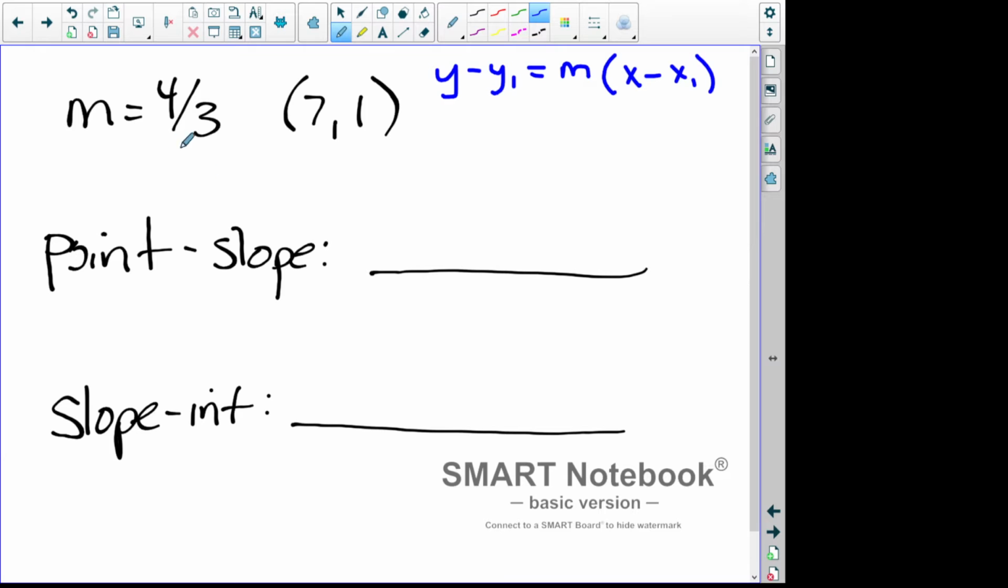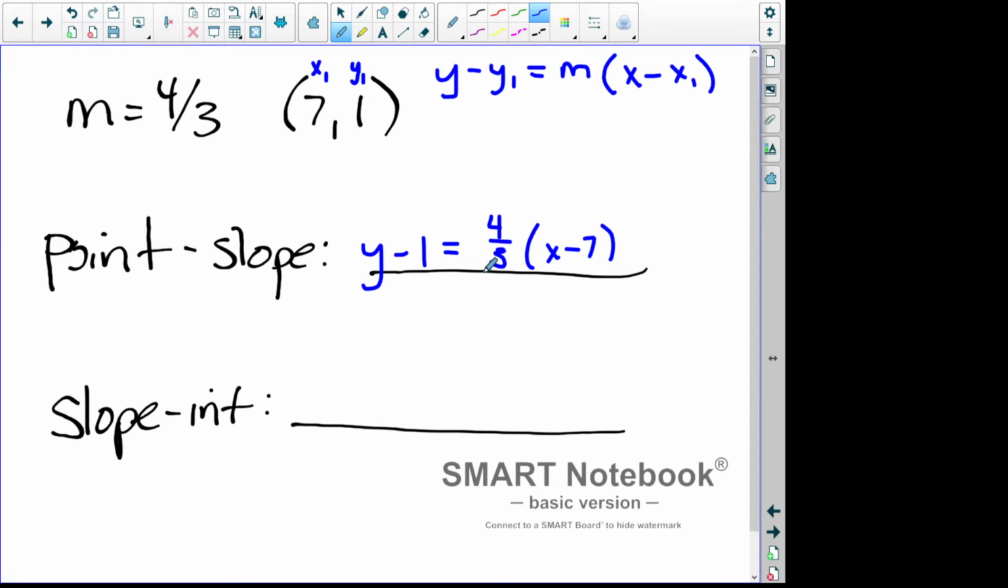Okay, and so they give us the slope, so I know that. And we have a point, 7 and 1. So this is going to be my x value, and this is going to be my y value. These are the values we'll use in our equation. So to write that point slope, I just have to fill this in. So this is y minus 1 is equal to the slope, 4/3, times (x minus x1). In this case, x1 is 7. Okay, so there we have it.